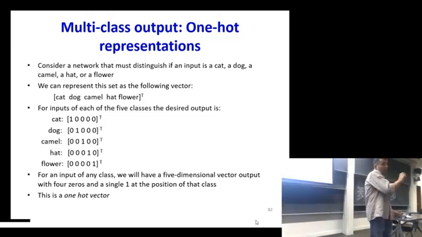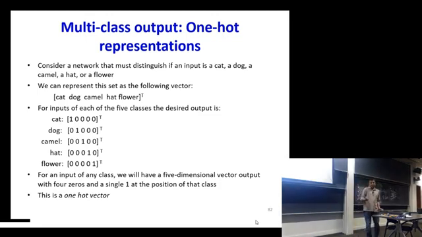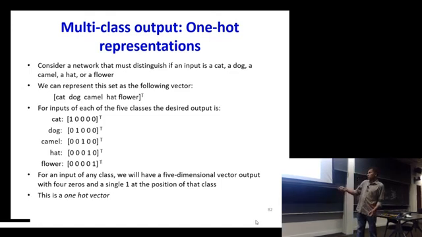Why is it one-hot? There's a single entry which has the value 1, and all the other values are 0. So this one-hot vector has 1 in the first component and 0 everywhere else, which means I'm assigning a 1 to cat and 0 to the others. This means I'm representing the class cat. This one has a 1 in the second component, and everything else is 0. The second component was assigned to dog, so I'm representing the class dog. If I have a 1 in the third component, I'm representing the class camel, and so on. For an input of any class, we will have a 5-dimensional vector output with 4 zeros and a single 1 in the position for that class. This is a one-hot vector.